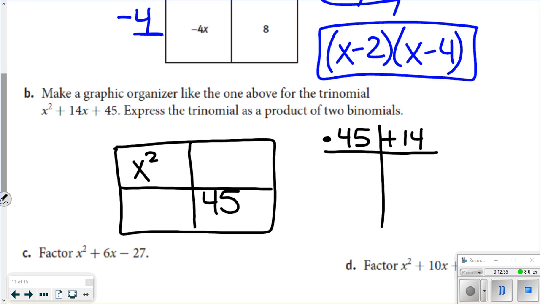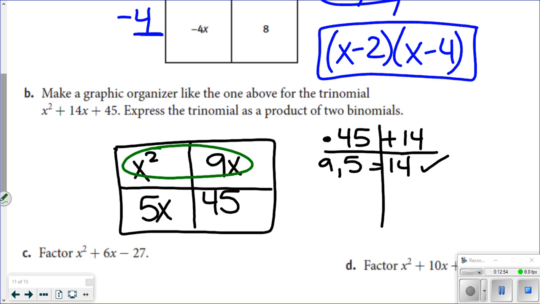The two numbers that came to mind right away were 9 and 5, and those work. And again, it doesn't matter where you put the 5x and the 9x, but make sure you include the x's here. All right, looking here, what's the GCF? The greatest common factor between x squared and 9x is x. Here, the greatest common factor is also x, and x times x is x squared.